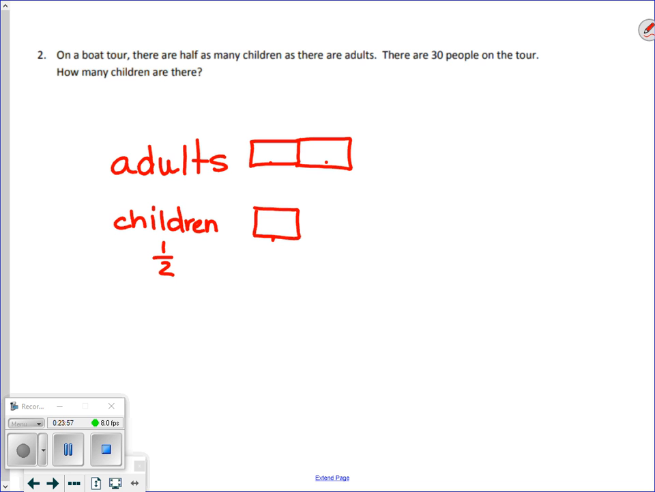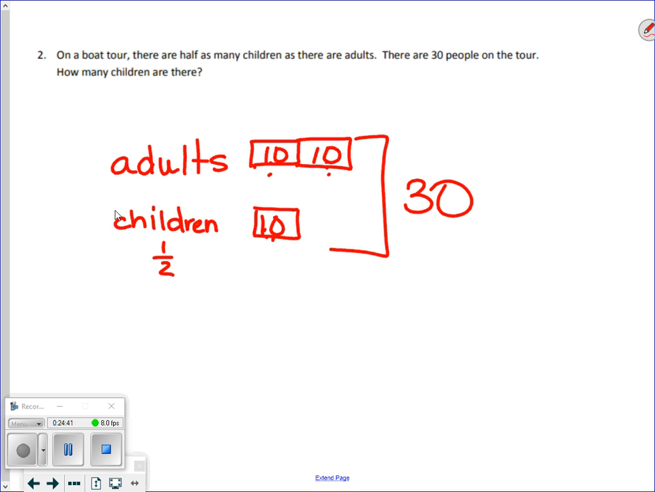For a total of 30. So there are 3 total units. How many in each unit? 10. How many children are there? 10. How many adults are there? 20. So it can't be 15. See, when you do the visual like that, it makes it a whole lot easier. You can't just go half of 30 is 15. It doesn't work out mathematically that way. Sometimes you have to do a model to make it work out.